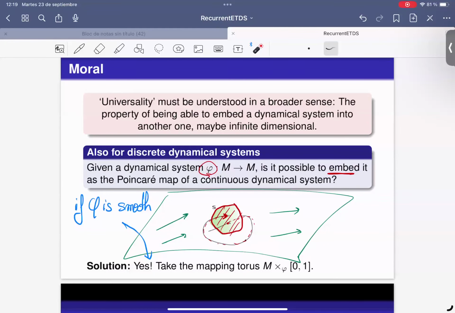Actually, even more interesting, it also makes sense for partial functions. Say you have a function that is undefined on some points of M, and these points correspond to starting points in which there is no Poincaré section. The flow never comes back to the Poincaré section. So it also makes sense for partial functions. Okay, thank you very much.